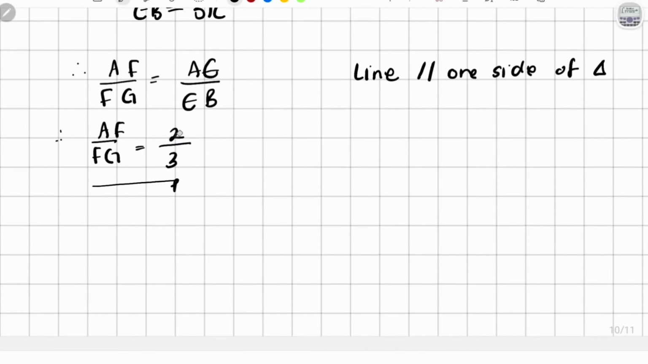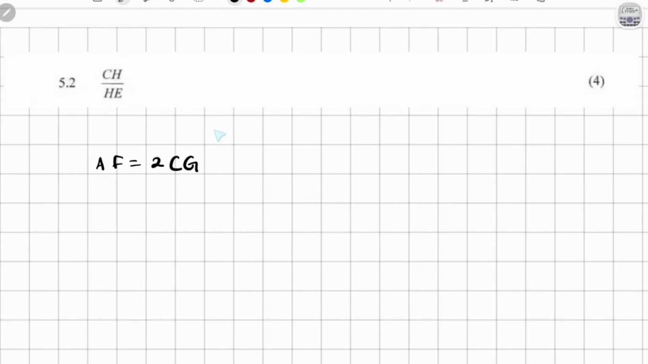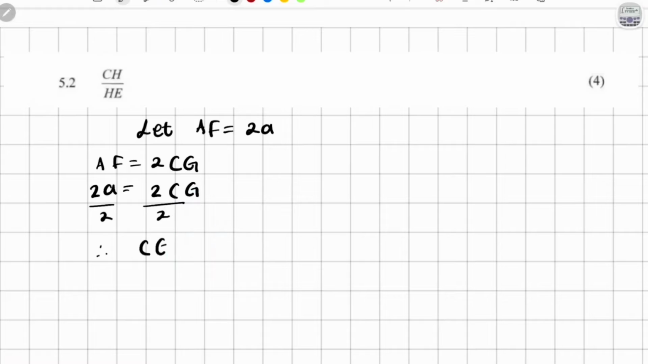What is AF? We have 2, right? Now in the diagram, I called AF 2A. I'm going to let AF be equal to 2A. So I'm still saying the ratio is 2. I'm just naming that part of that line A. So if this is the case, I'm going to substitute AF into here, which is 2A, is equal to 2CG. Then if you divide both sides by 2, we find that CG is equal to 2A divided by 2, which is A. So that's what I can call CG now.